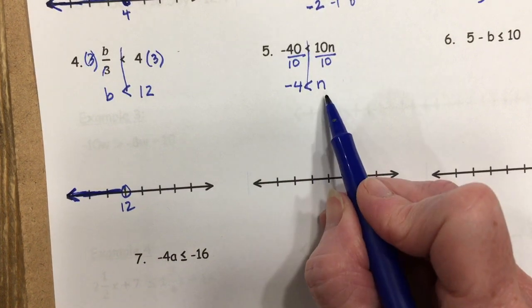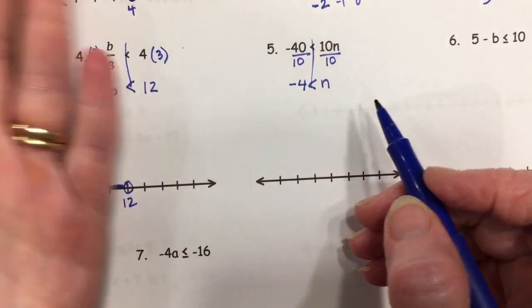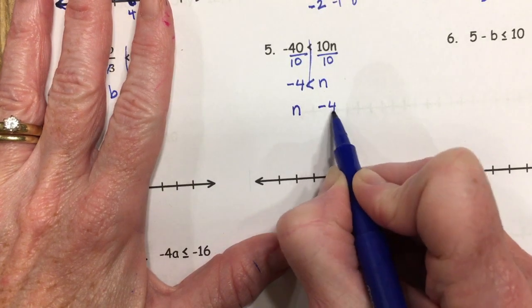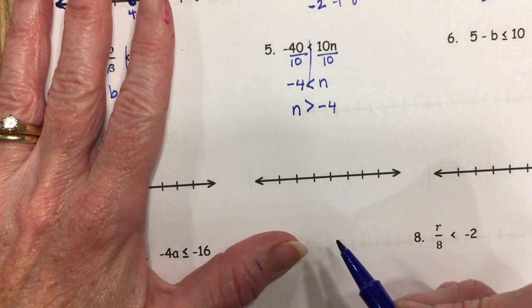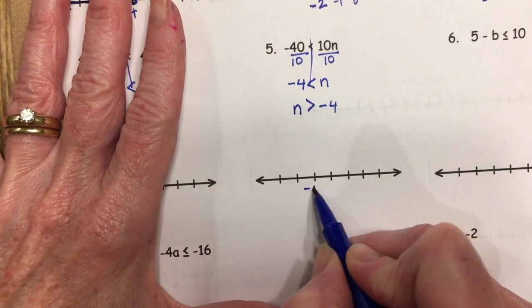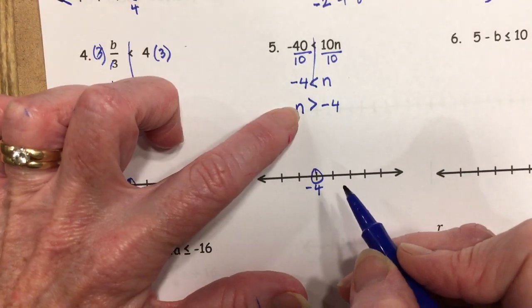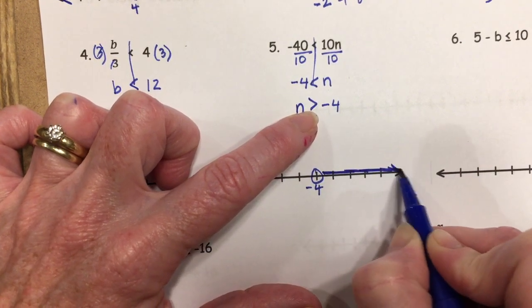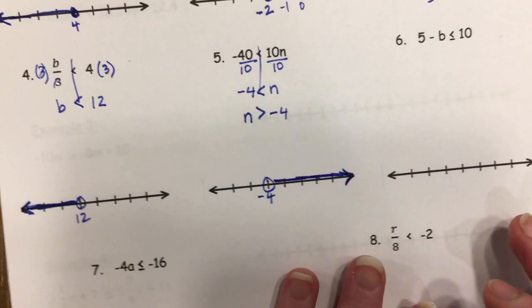However, because n is on the right side, I'm going to flip this like a pancake, switch the whole thing. So n goes over here, negative 4 goes over here, and then I flip this just to graph it, not because of what I was dividing by. So label your negative 4. It's going to be an open circle because there's no equal to, and then the numbers to the right are greater than negative 4. Right?